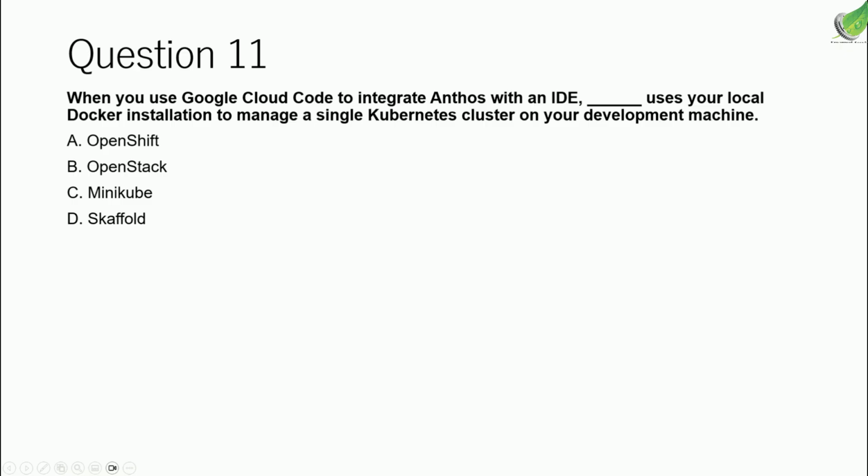Now, let's look at option D, Scaffold. This is a tricky one because Google Cloud Code does use Scaffold, but for a different purpose. Scaffold handles the development workflow. It automates the cycle of detecting code changes, building a container image, pushing that image to a registry, and deploying it to a Kubernetes cluster. Scaffold deploys to a cluster. It doesn't create or manage the cluster itself.